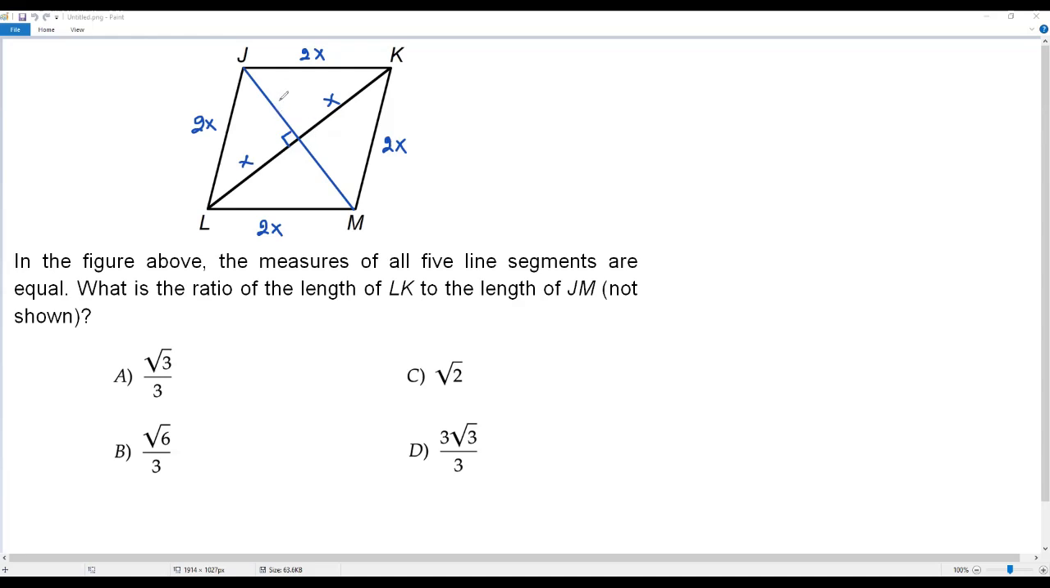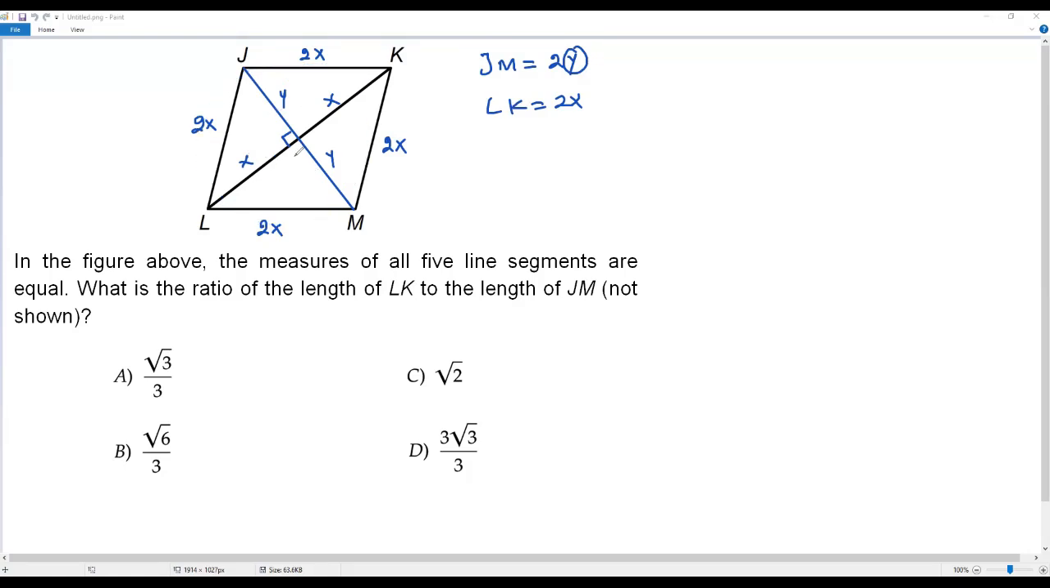Okay, now let me assume the length of this part as y. Then what is the length of this part? This one also must be y, because the diagonals bisect each other, so the diagonal JM will be divided into 2 equal parts by this diagonal LK. If I assume the length of this part is y and this part also must be y, then the length of JM equals 2y. Already we know that the length of LK is equal to 2x. Our aim is to find the ratio between LK and JM. Now let's solve for y in terms of x using the information we have over here.